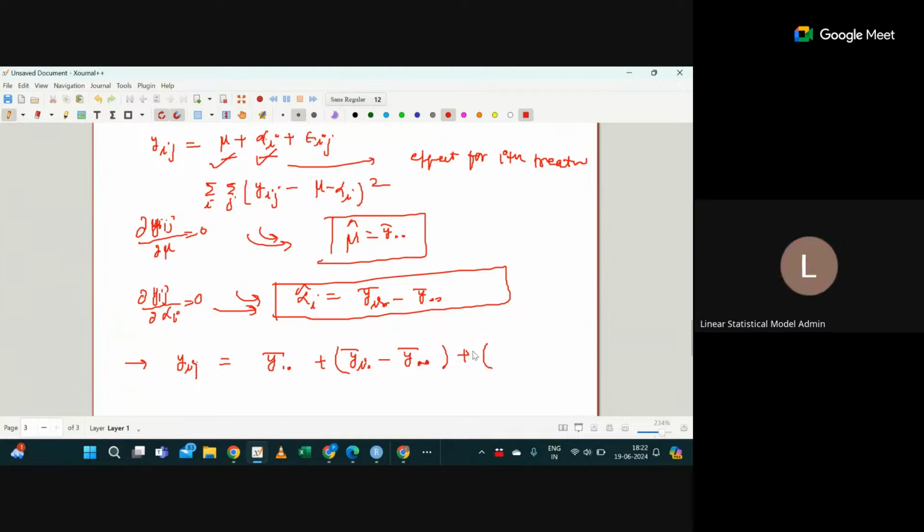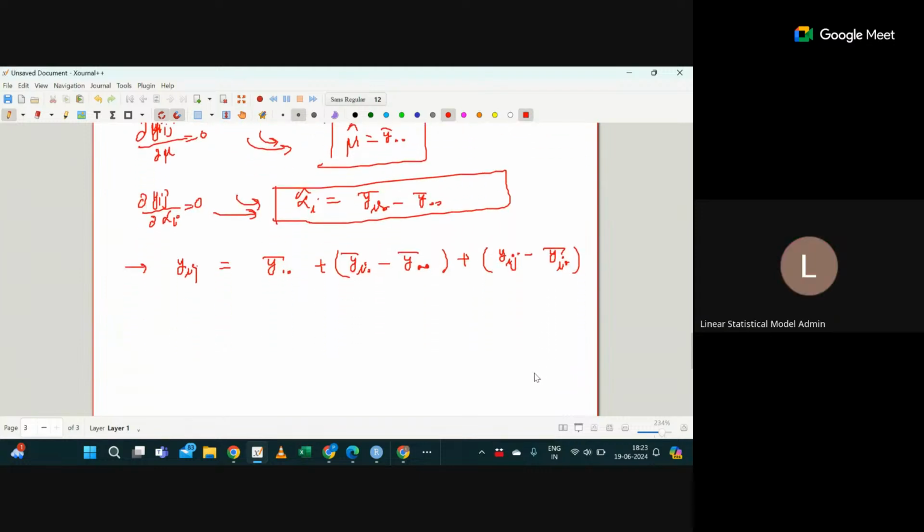Think about how both sides should be equal. In the place of the residual, I can write y_ij minus y bar i dot, correct? That is the error term. Okay, now it is fine.